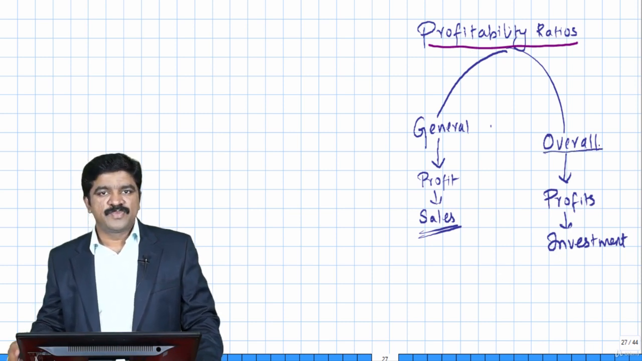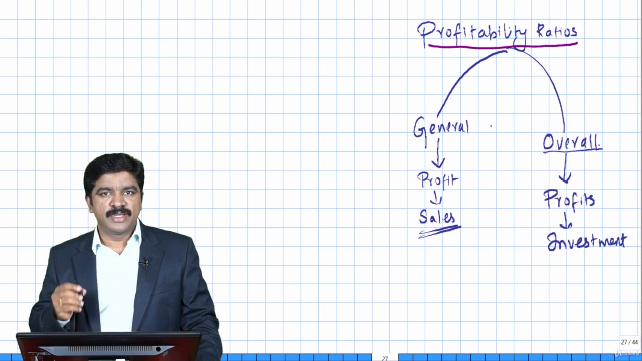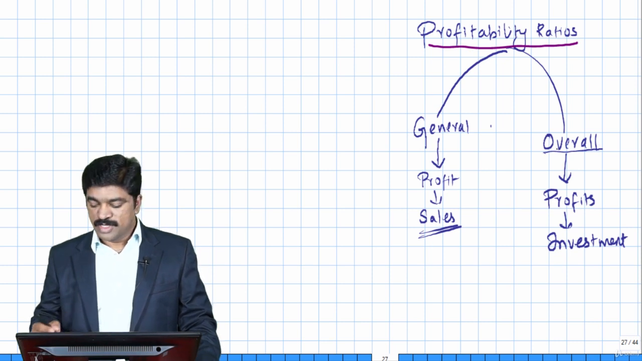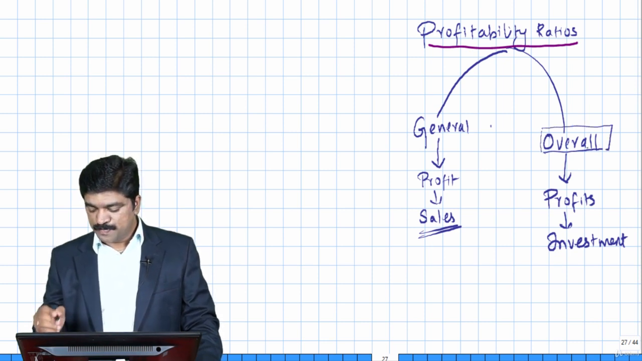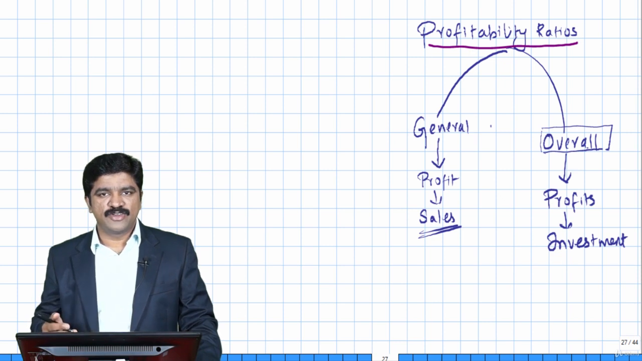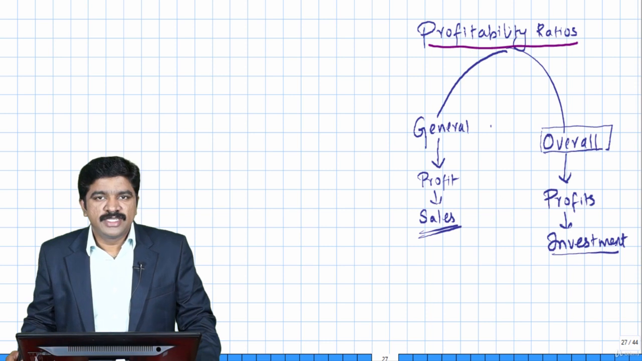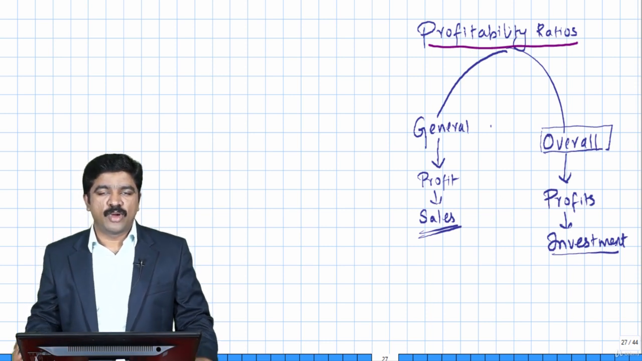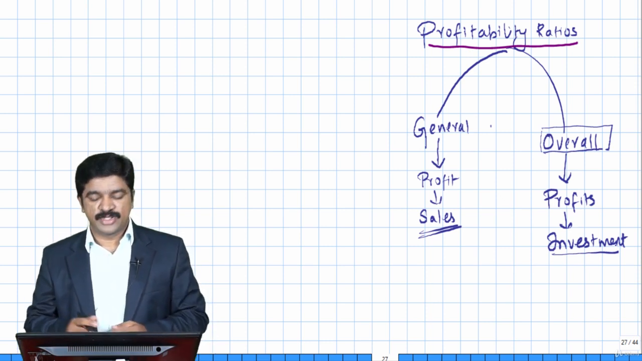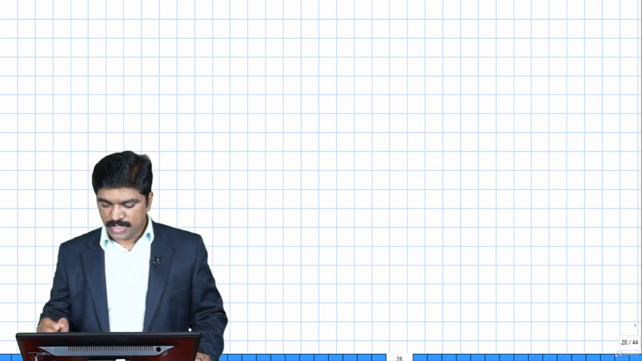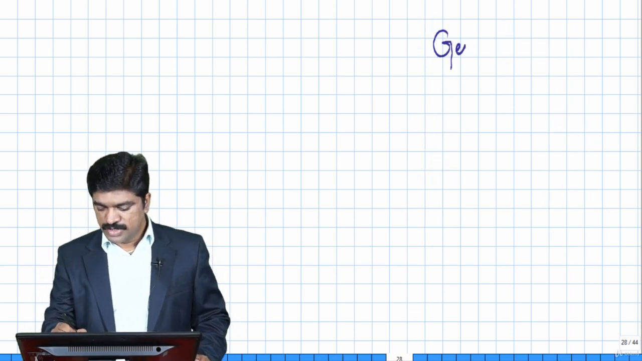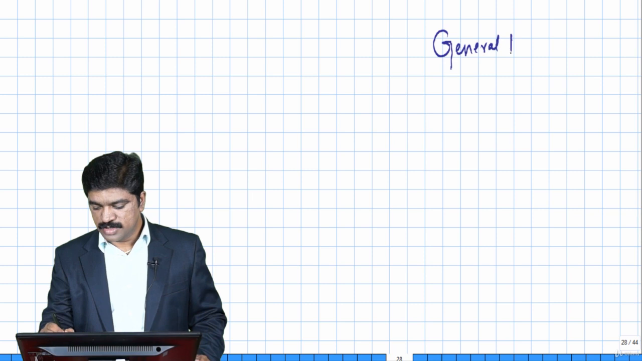So understand, in general profitability ratios, we'll be comparing profits with sales and with many other factors. Whereas in overall profitability ratios, we are going to find out different sets of profits, and that are going to be compared with investments. So in this session, I'm going to take you through what are the general profitability ratios. So let me put it here. General profitability ratios.